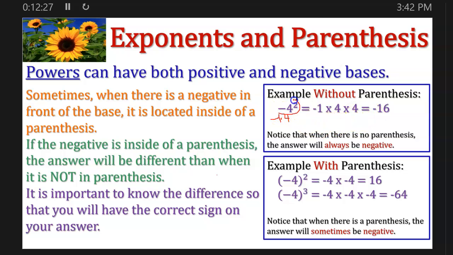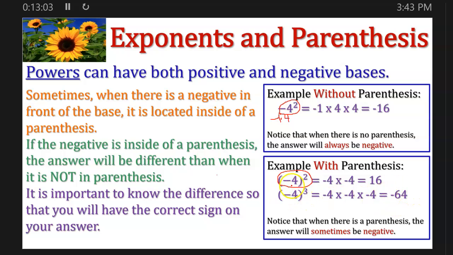Now, do you see how this and this almost looked like the same problem? But that parentheses made an entire difference in the answers, okay? This was a negative and this ended up being a positive. Now, just because there's a parentheses doesn't mean the answer will always be positive. Sometimes the answer is negative. So if I cube this -4 here, which is multiplying it times itself 3 times, you're going to have a -64. So -4 times -4 times -4 is -64.